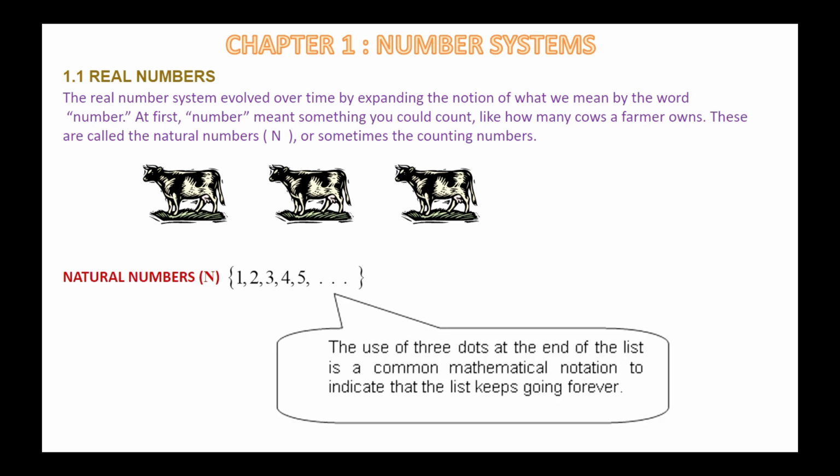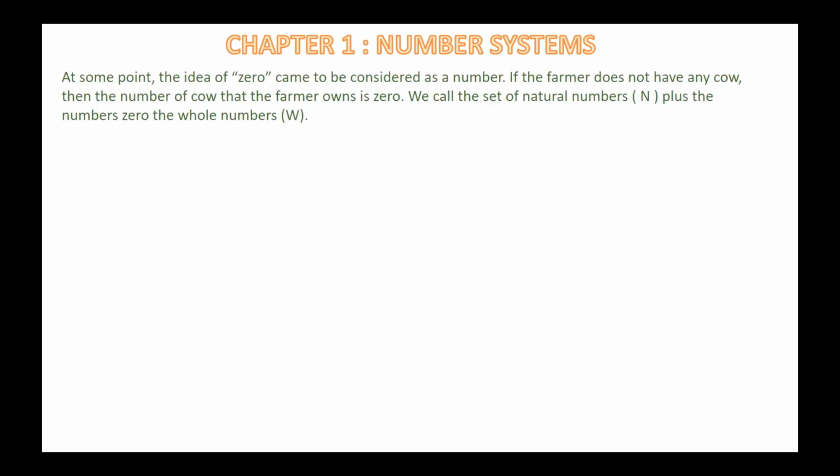The three dots at the end of the list is a common mathematical notation to indicate that the list keeps going forever. At some point, the idea of 0 came to be considered as a number. If the farmer does not have any cows, then the number of cows that the farmer owns is 0. We call the set of natural numbers plus the number 0 the whole numbers.